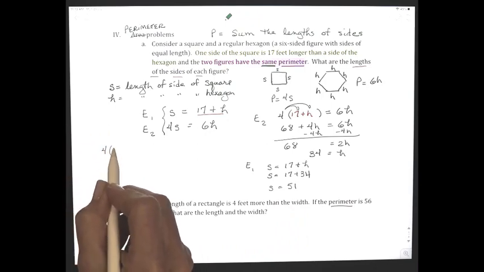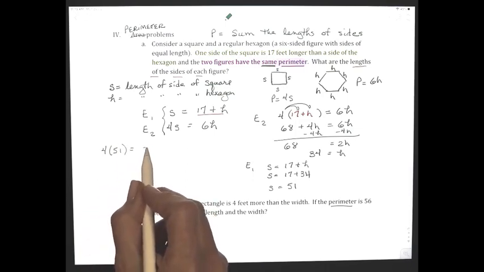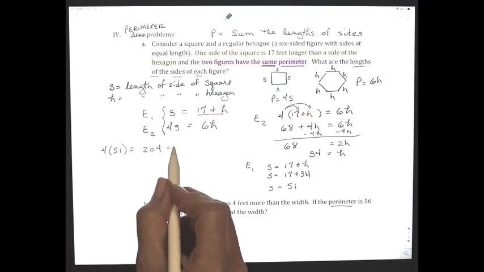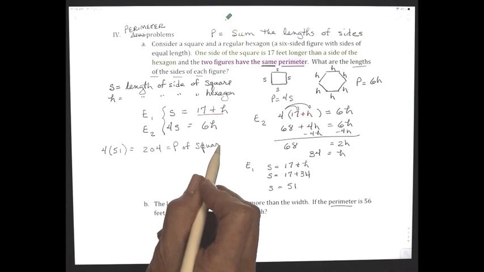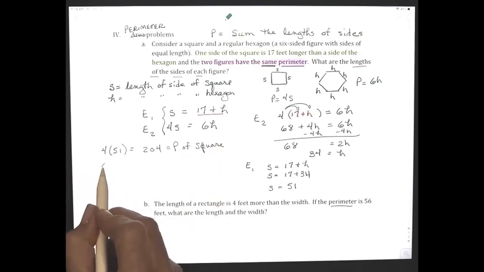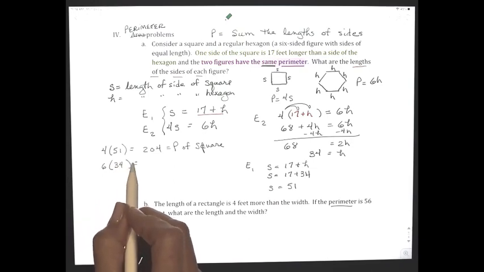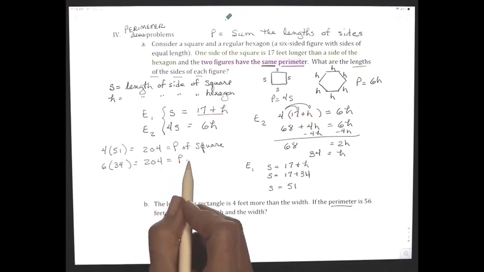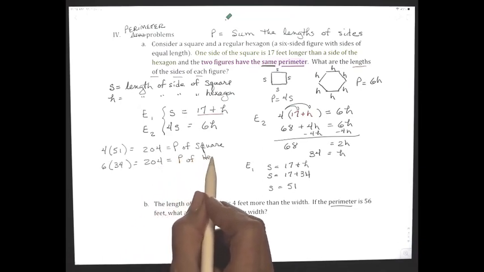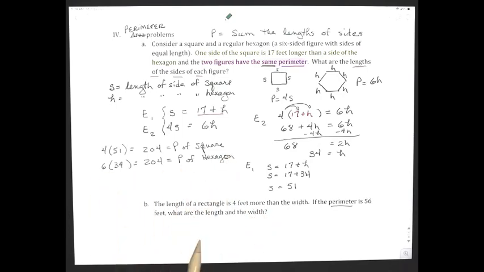So 4 times 51 would be the perimeter of the square, which is 204. And 6 times 34, which is the side of the hexagon, gives me 204. And that looks good because it said at the beginning that these two perimeters were equal. So I've done a little quick check here to make sure that my answers are correct.